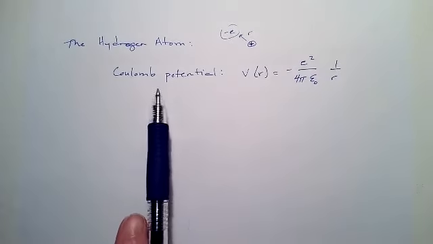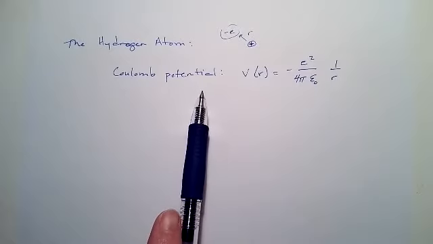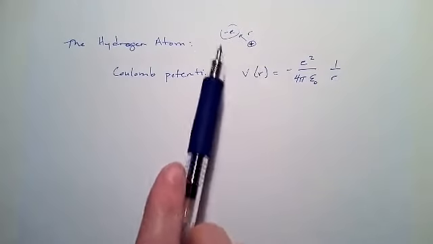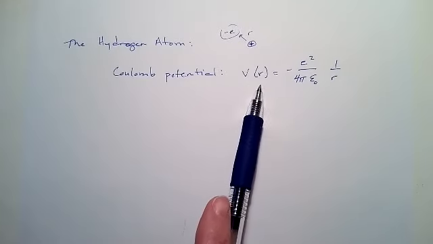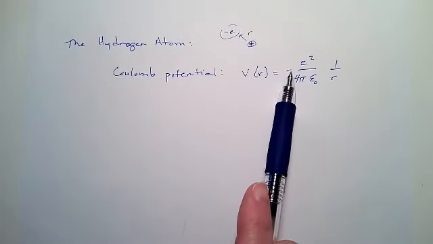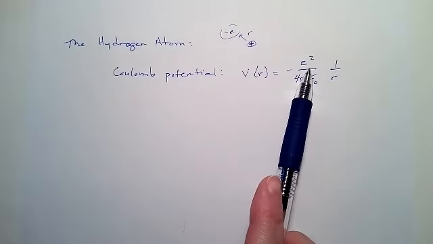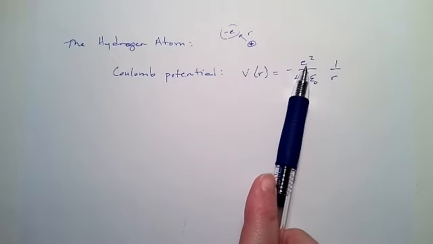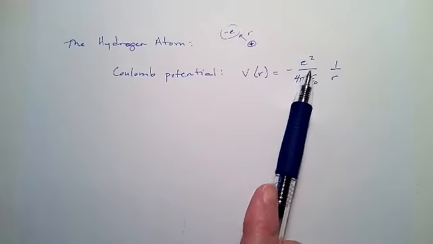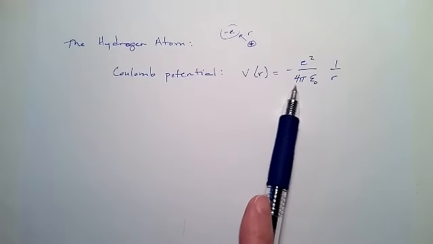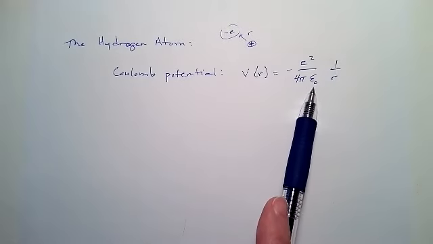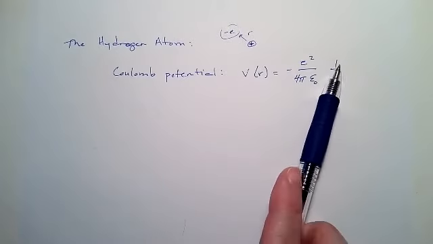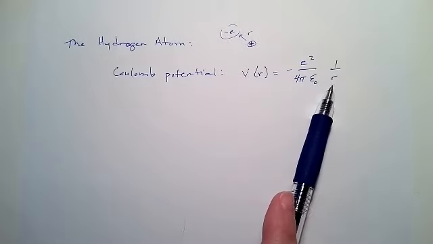So for our hydrogen atom, the potential energy that we're going to consider between these two objects is the Coulomb potential. If you remember the Coulomb potential in spherical coordinates, we're going to have charge 1, charge 2. So we're going to have the product of the two charges. We're going to have the Coulomb constant, which we could write as 1 over 4 pi epsilon naught, which is the permittivity of free space. And we're going to have the separation distance, so 1 over r.